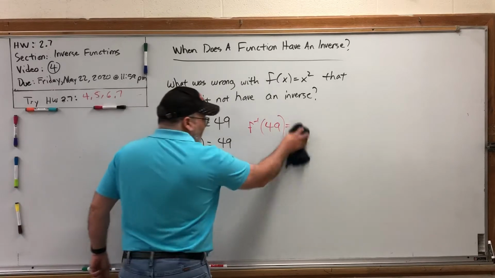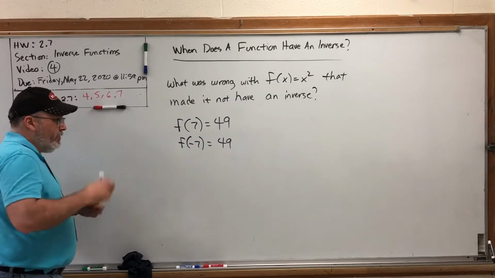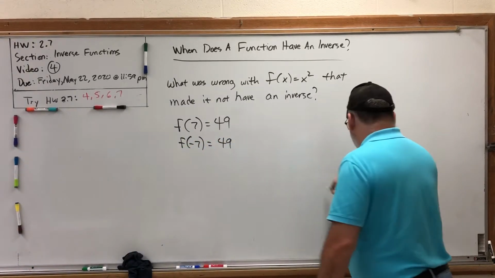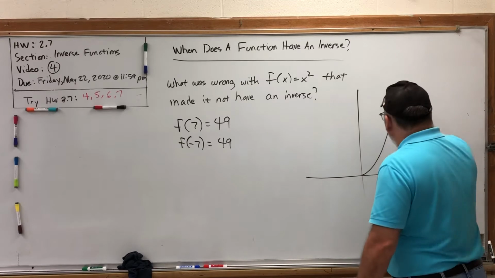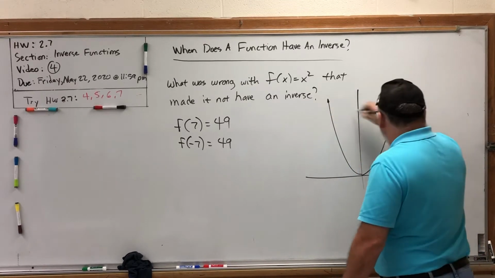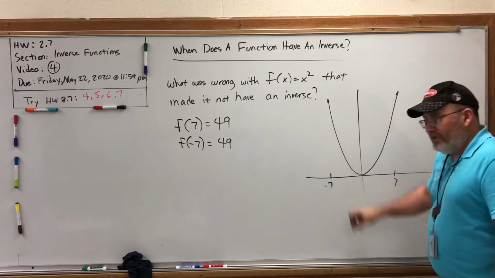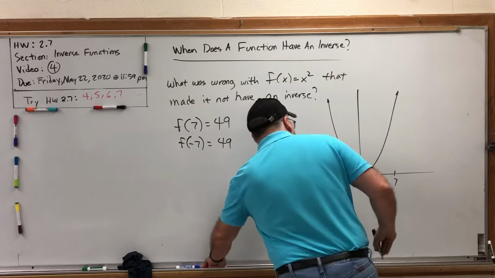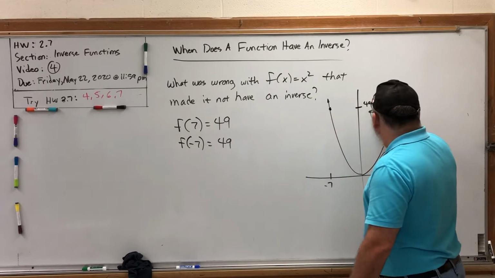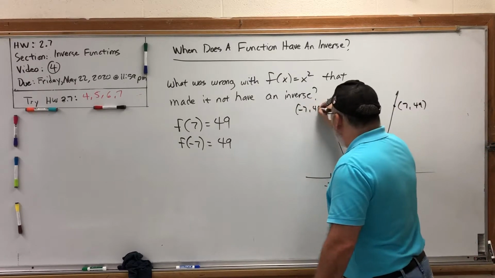So let's see if we can make this a little bit more concrete by looking at the graph of f of x equals x squared. Again, we know what it looks like. It's a parabola. This may not be drawn to scale, but let's just say that 7 is here and negative 7 is there. And you may have noticed what I was doing to locate them, because I know that both of these go up 49. So we'll say that this is the point (7, 49), and this is the point (negative 7, 49).